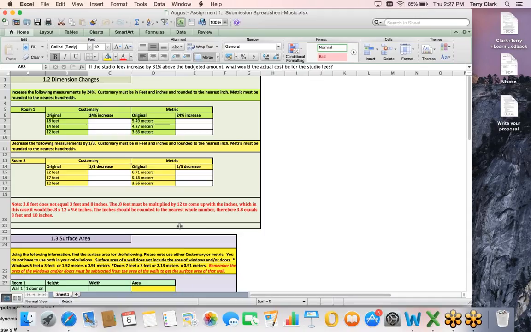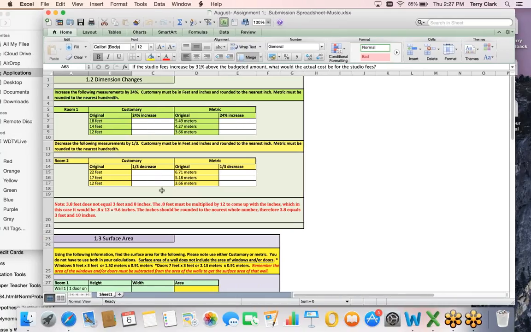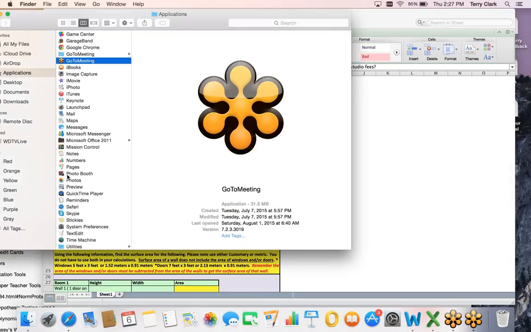So this spreadsheet right here is what you're going to need to fill out. So this is like the dimension changes. You'll need to change those from the original, and then I want you to increase it 24%. And what I'm going to do is show you how you can increase it. I want to show you how to do the increase and the decrease, just so that you'll have some insight as to what's expected.